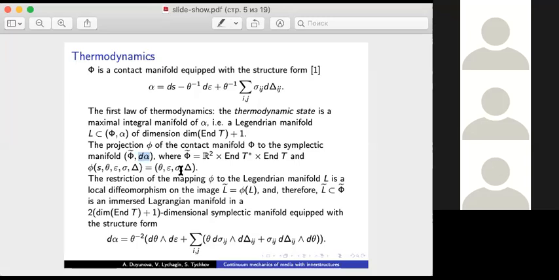Oh, I'm sorry. Where did I stop? The restriction of the mapping phi to the Legendre manifold L is a Lagrangian manifold in a symplectic manifold which is equipped with this structure form. I said it already.